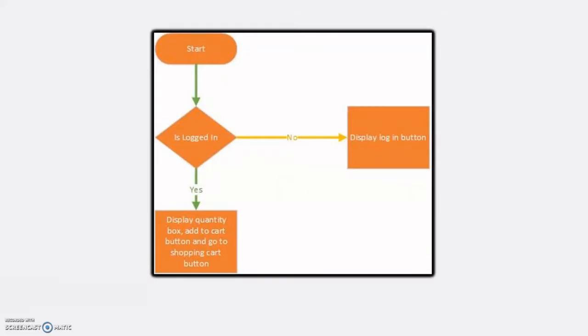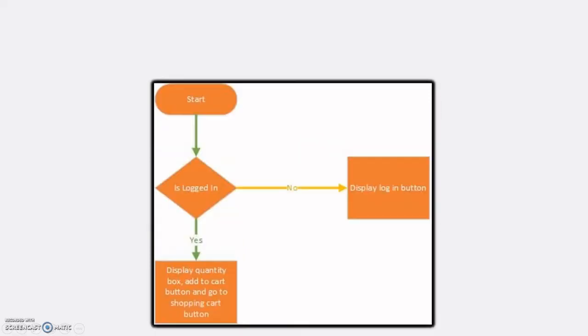So here's the decision diagram for this. We go to is logged in. If not, we go to display the login button. If yes, we display the quantity box, add to cart button, and go to shopping cart button.